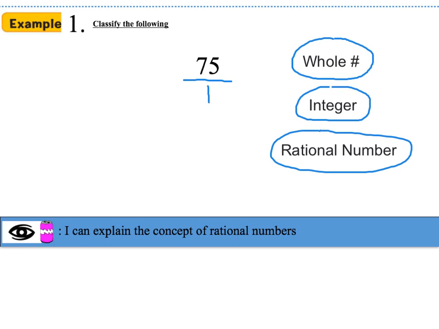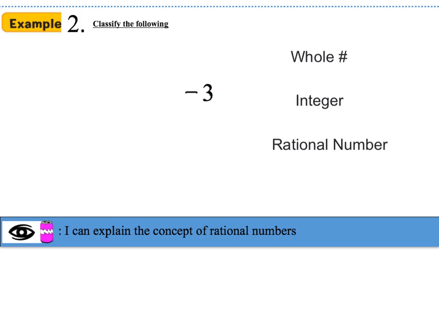So we know that we can call 75 3 different names. We can call it a whole number because it fits the classifications of the yellow circle. We can call it an integer because it fits the classifications of the red circle. And we can call it a rational number because it fits the classifications of the blue circle from the key concepts.